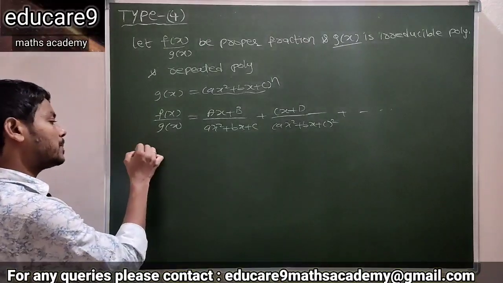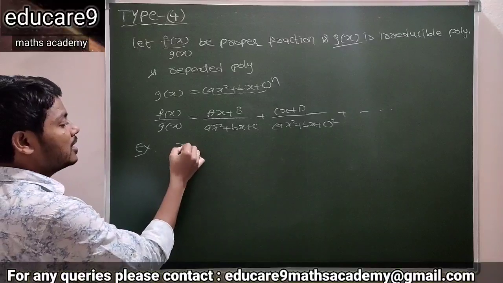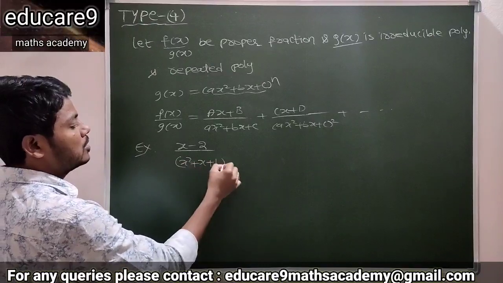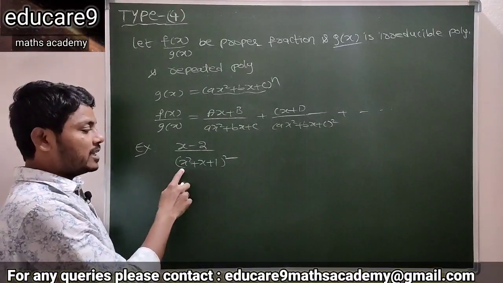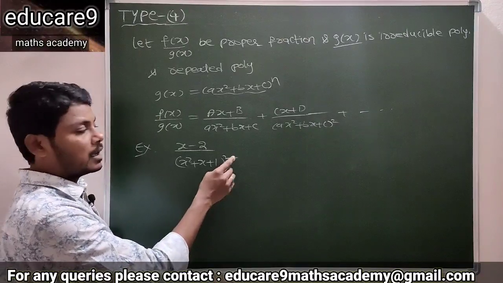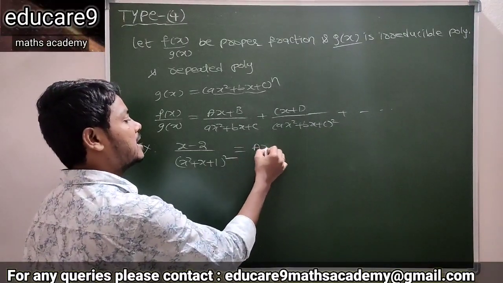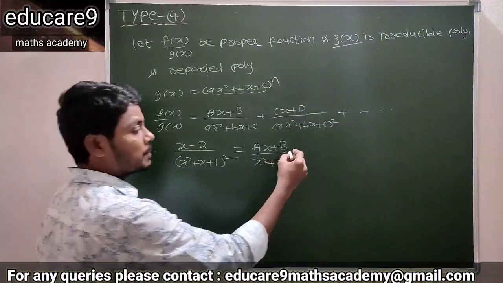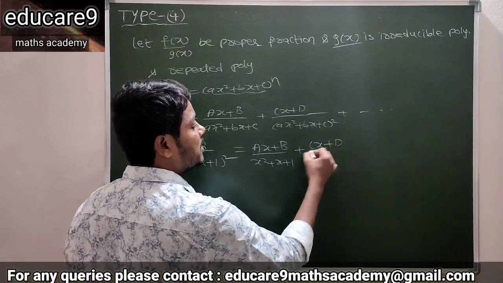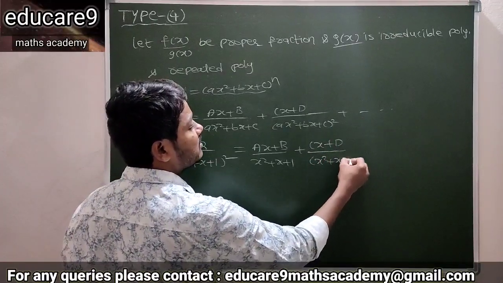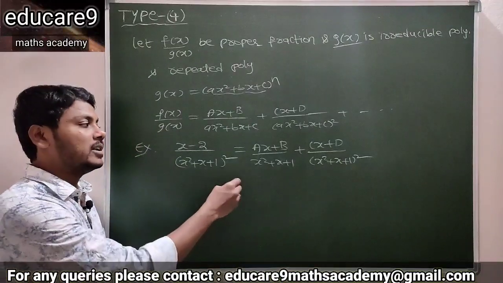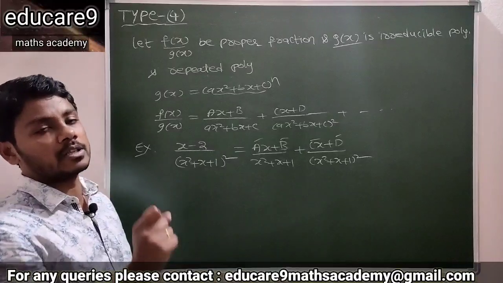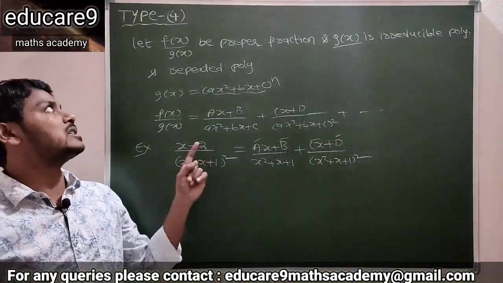See here, for example, x minus 2 by x square plus x plus 1 whole square. So clearly, this is an irreducible polynomial and repeated polynomial. So in that case, this can be written as ax plus b by x square plus x plus 1, plus cx plus d by x square plus x plus 1 whole square. And simplify this, you will get a, b, c, d values and substitute here. You will get the required partial fractions. Okay. This is type 4.